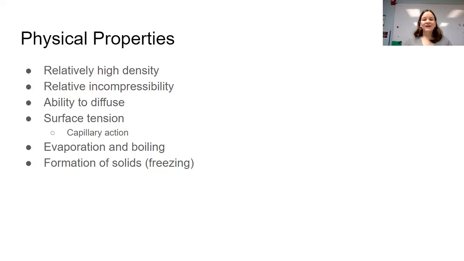Liquids are relatively incompressible. With gases, we can really compress them because there's so much space in between the molecules. But liquids can't. Those stronger intermolecular forces are holding everything much closer together. They're still moving around and sliding past each other, but they're so much closer together that we can't really compress a liquid. We can't squeeze it down anymore.